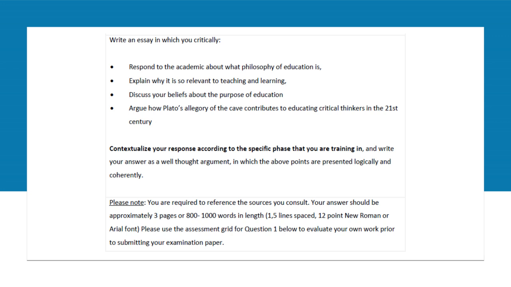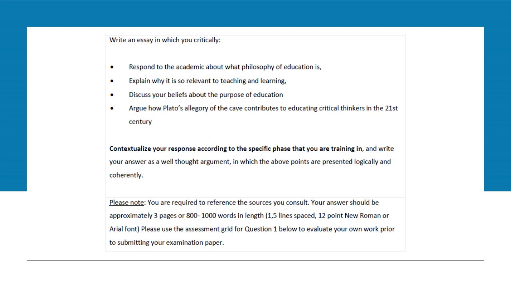Okay, great. So they want you to refer to, in your arguments, when you are making arguments, you have to relate it to either senior phase or FET phase, whichever is your preference. It doesn't matter because I know you guys actually teach both. Then they go on and they say, please note, you are required to reference the sources. Your answer should be about 3 pages, so 800 to 1,000 words.